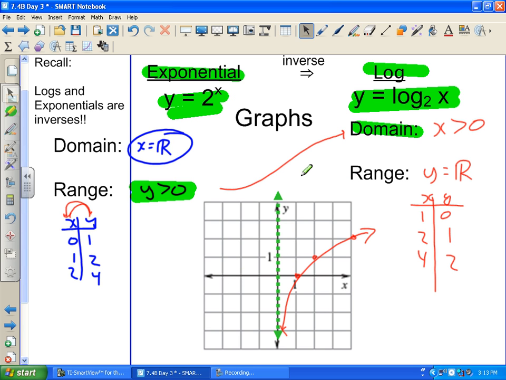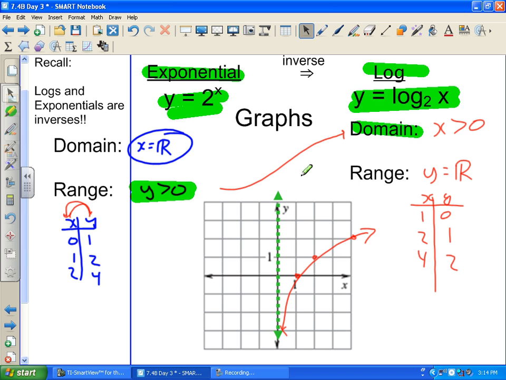If I'm only looking at my red graph, which is the log, you should see that I have a vertical asymptote and my domain is restricted. X will only be positive numbers in this case, and my y values are going to be all real numbers once again. Okay? So graphs of logs will have vertical asymptotes. Graphs of logs will have domain restrictions.